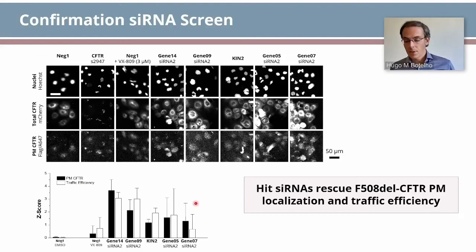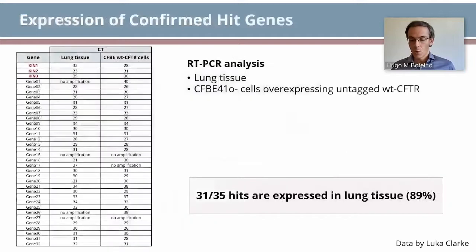I am not able to reveal the identities of hit genes, but I will follow some of them using coded names, including these kin genes, which correspond to kinases. We measured the expression of the 35 traffic-regulated genes in human native lung tissue and CFE cells by RT-PCR. 89% of hit genes are expressed in lung tissue, including all 3 kinase genes, kin1, kin2, and kin3, demonstrating the physiological relevance of the hits.